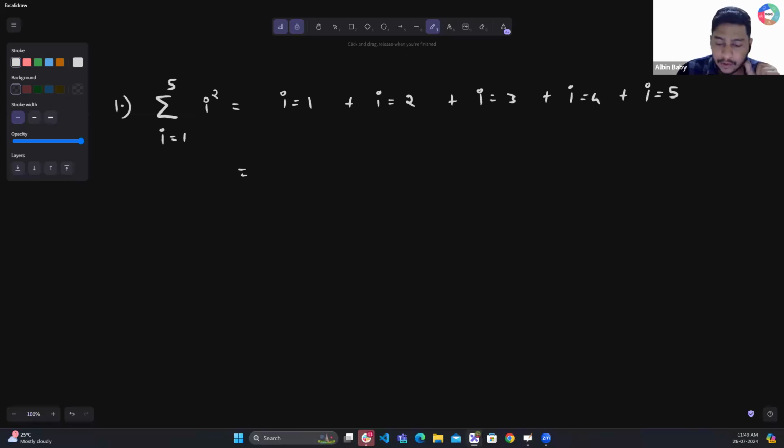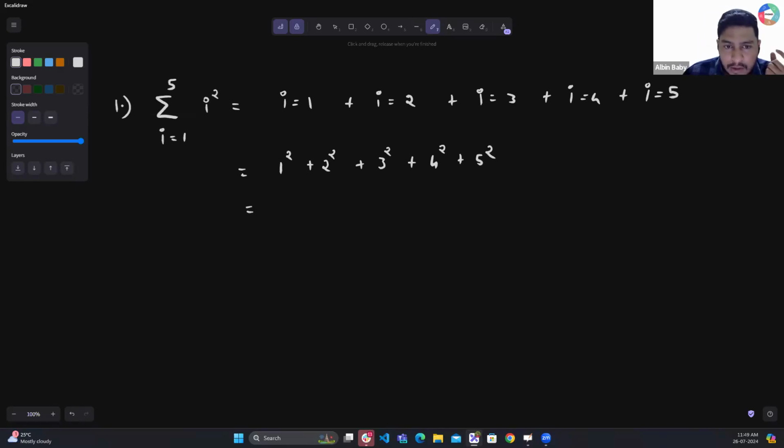But this time it's not I, right? It's I square. If you notice, it's I square, right? So if I write 1 square plus 2 square plus 3 square plus 4 square plus 5 square, what will be the answer?